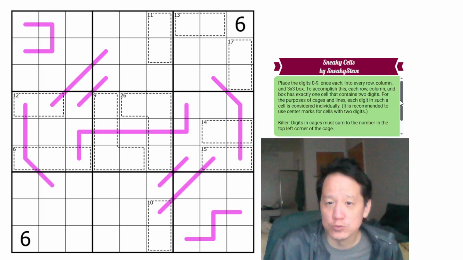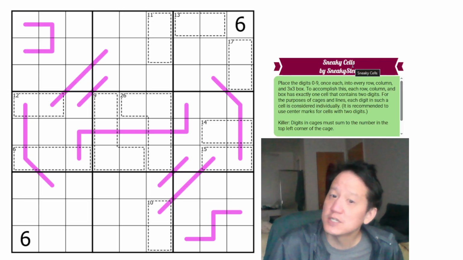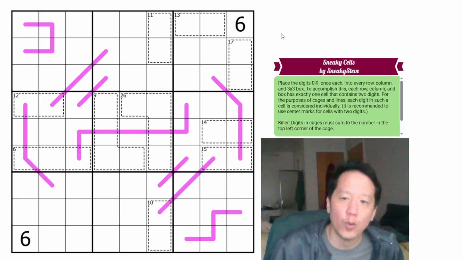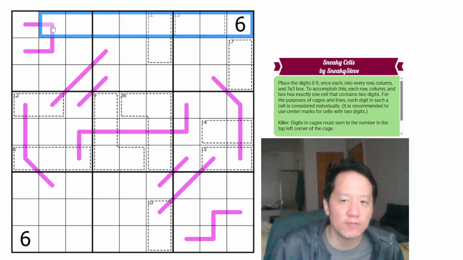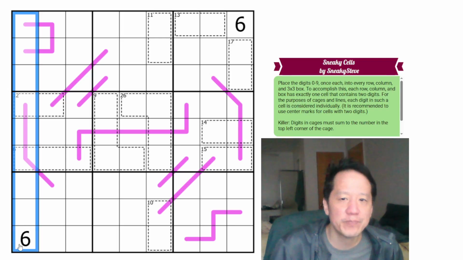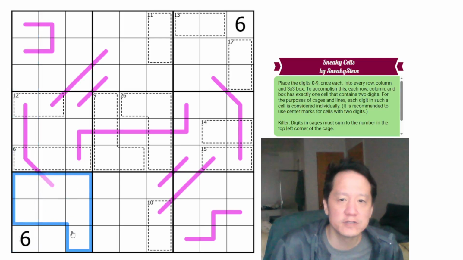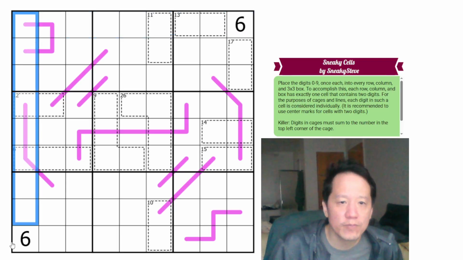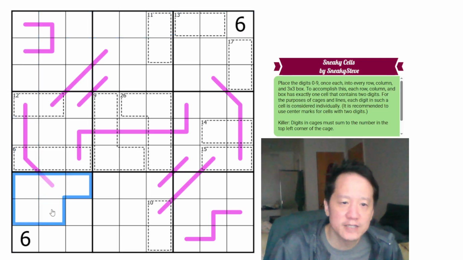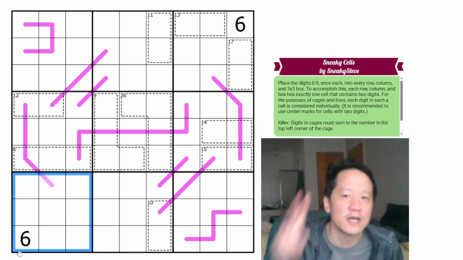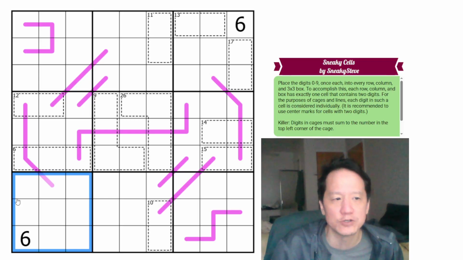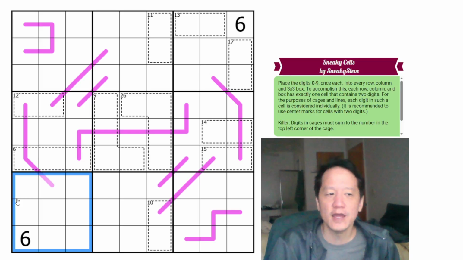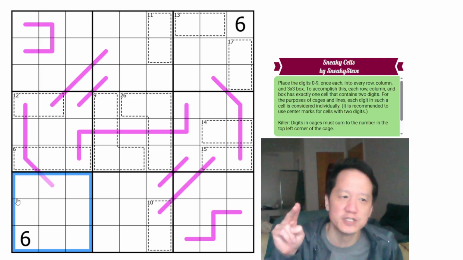And here are the rules. Place the digits 0 through 9 once each into every row, column, and 3 by 3 box. To accomplish this, each row, column, and box has exactly one cell that contains two digits. And these are, I think, known as Schrodinger cells because they are essentially both digits at the same time.